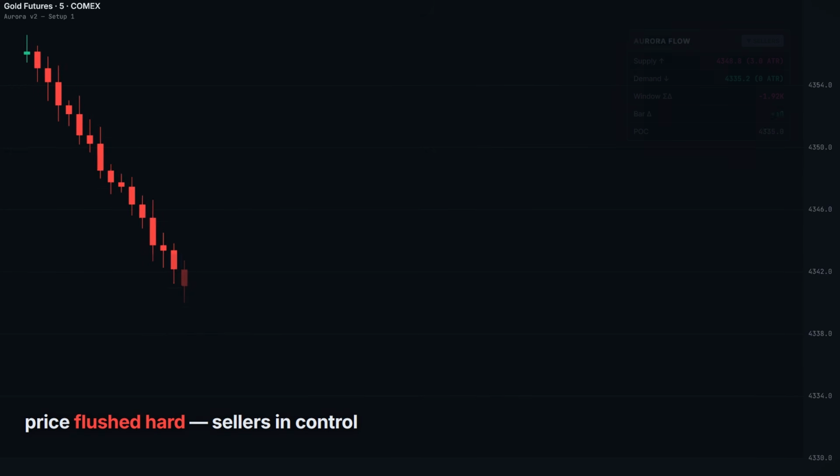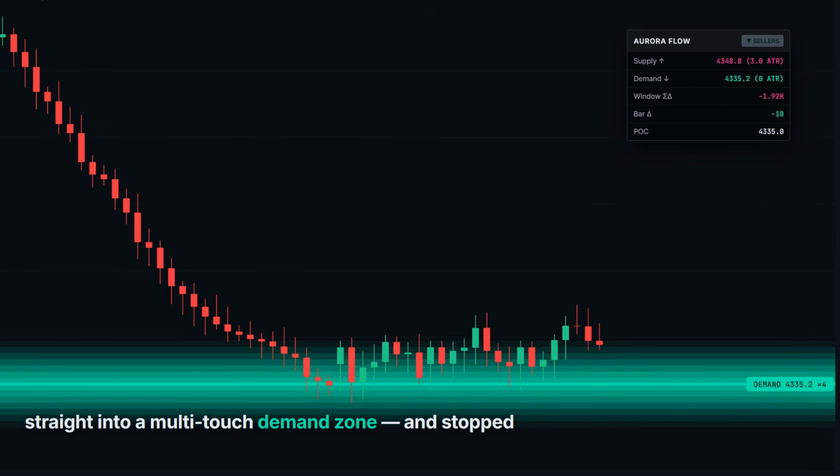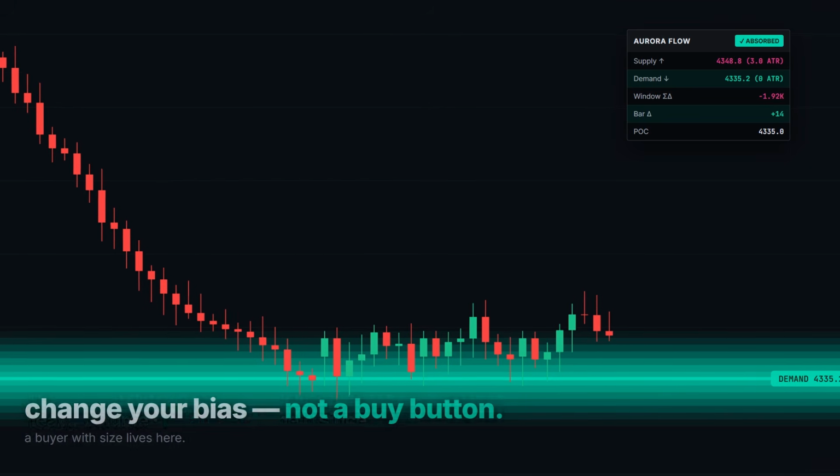Setup 1. Absorption catching a flush. Right here, price flushed hard. Sellers were in control, and price drove straight down to this zone and stopped. Look at the label, heavy volume, balanced delta, and it's held since.